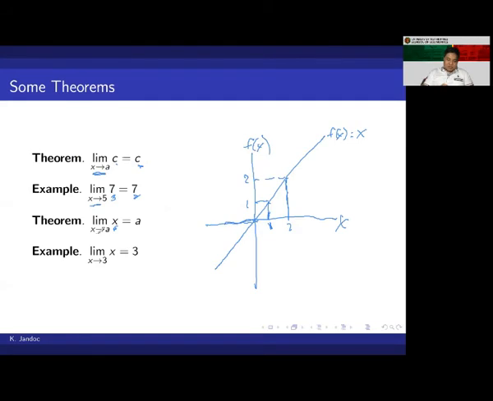if x approaches a, so for example, this is a. If x approaches a, whether from the left or from the right, the value of the function always approaches a. So if x approaches a, the value of the function approaches a. This is what this theorem says. So for example, the limit of x as x approaches 3 is equal to 3. That's just what this theorem says.